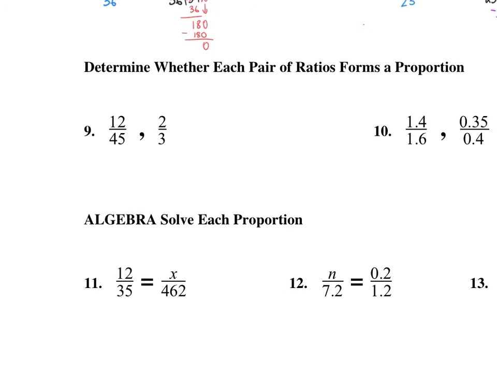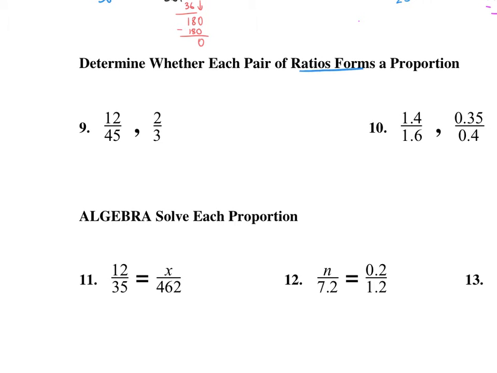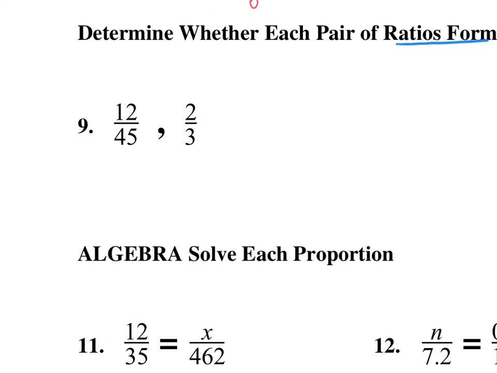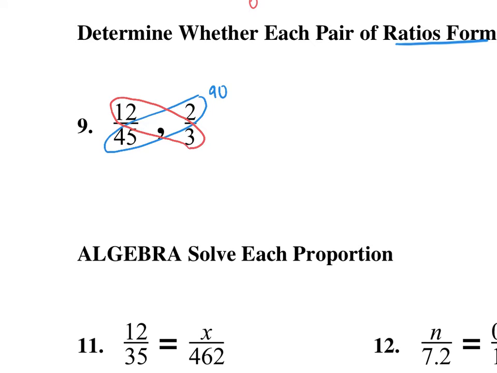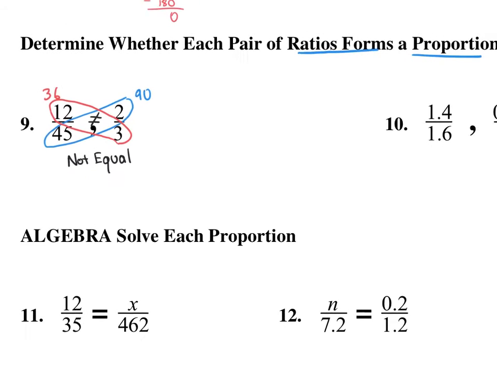This next section, we need to see if the ratio forms a proportion. So use your cross multiplying to see if your diagonals are equal. So we're going to check here. 45 times 2 would give me 90. I look at my other diagonal here. 12 times 3 is 36. So these are not equal. Some of you guys saw this symbol on the math test and you weren't sure what it means. That means not equal. So you could write it or you could use that symbol.